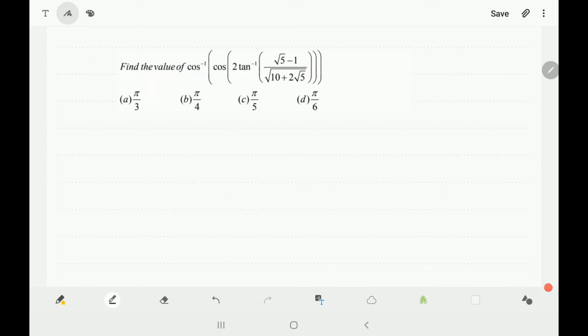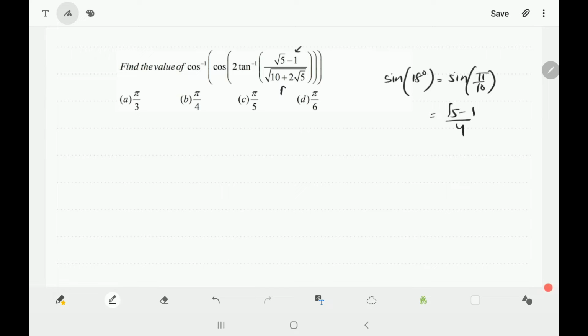In this problem, we have to find the value of cos inverse of cos of 2 tan inverse of under root of 5 minus 1 upon under root of 10 plus 2 root 5. If you are familiar with these two terms in the numerator as well as denominator, then it is an easy problem for you. But if you are not familiar, then it is a tough problem for you. I will give you a hint that we already know the value of sine 18 degrees, which is sine of pi by 10. Sine of pi by 10 is under root of 5 minus 1 by 4, which is in the numerator of this term.